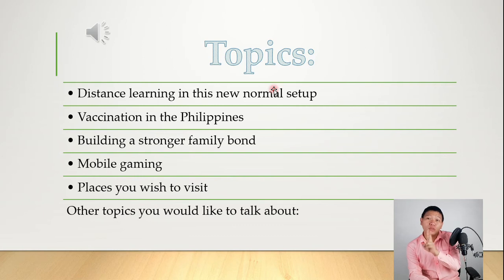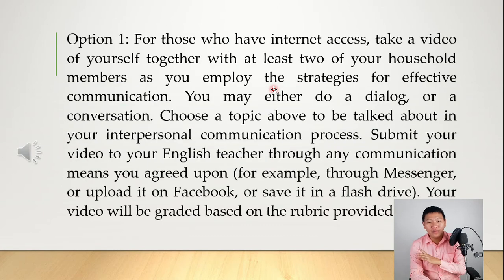And then after which, you have to choose between the two options. Option number 1, if you don't have internet access, you can take a video of yourself together with at least 2 of your household members, your brother or sister, your parents, relatives, as you employ the strategies I taught you a while ago for effective communication. You may either do a dialogue or a conversation. It's up to you. So you have to show interest, okay, don't show negative body movements and so on. And then choose a topic from the given topics about in your interpersonal communication process and submit your video to your English teacher depending on his or her instructions, okay?